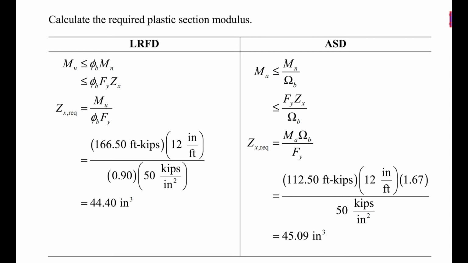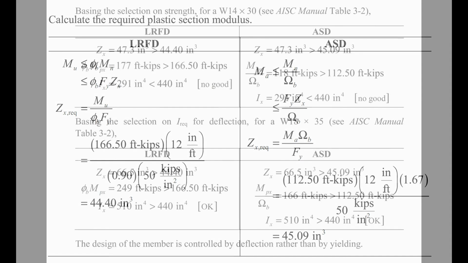For ASD, the required plastic section modulus is equal to the allowable moment times omega sub b over the value of Fy. And with the condition that the allowable moment must be less than or equal to the value of the nominal moment over omega sub b. Also it must be less than or equal to the product of the value of Fy times the plastic section modulus over omega sub b. Thus, the required section modulus is equal to 45.09 cubic inches.